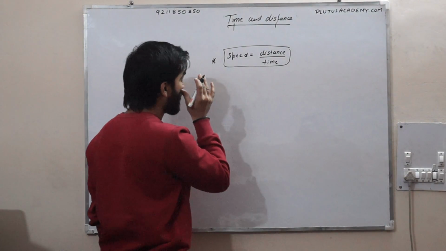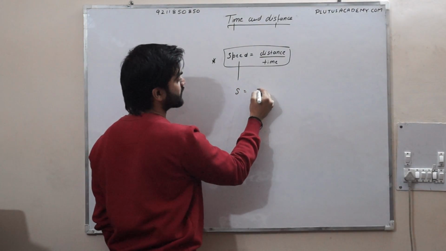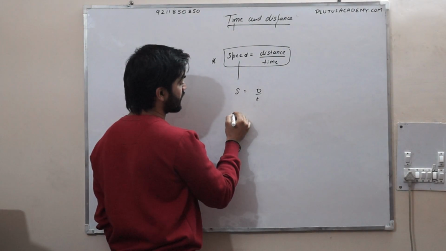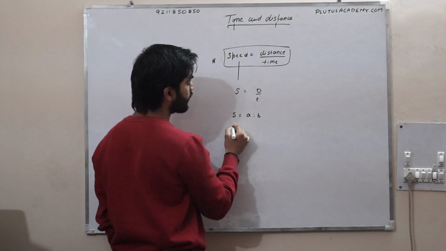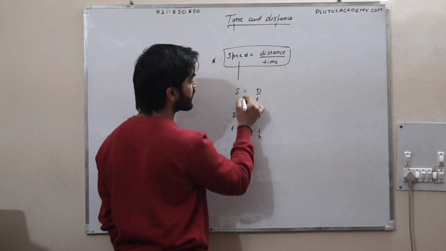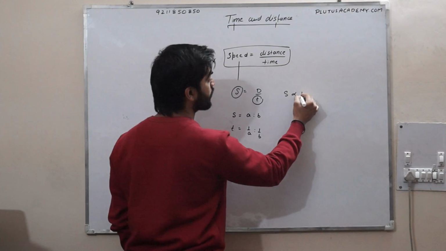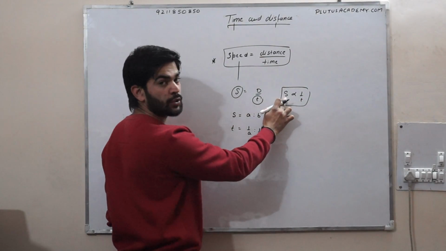Like here one thing is, if speed is s, distance is d and time is t. If we say speed is a ratio b, then we always assume time is 1 upon a ratio 1 upon b, because we can see that here speed and time are reciprocal, or you can say time is inversely proportional to speed.